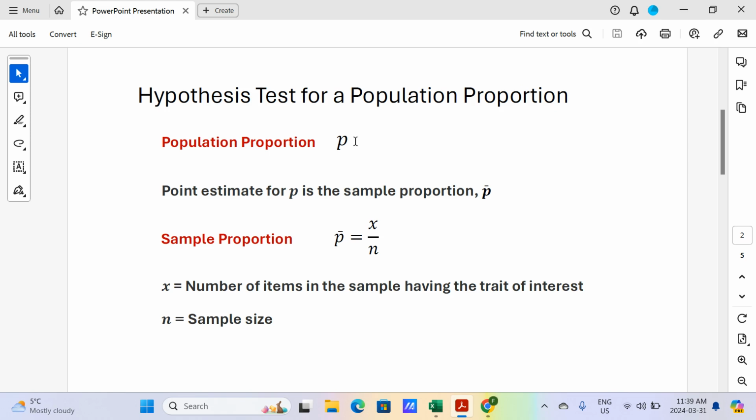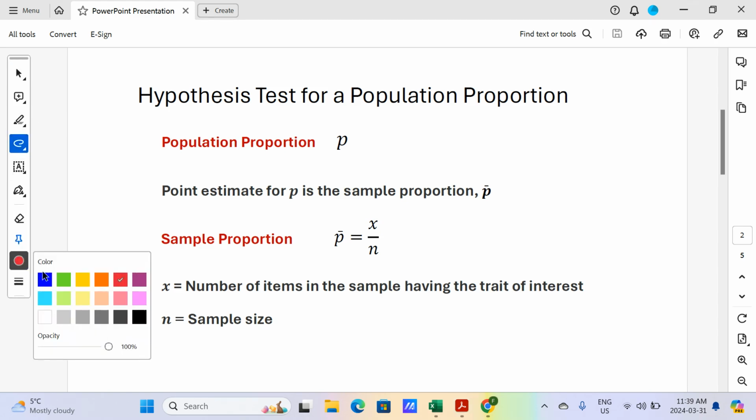For the population proportion, we use P. P is population proportion. And for the sample proportion, we use P bar. So if in a sample, we look for the fraction or the proportion of items having a trait of interest, we use P bar.